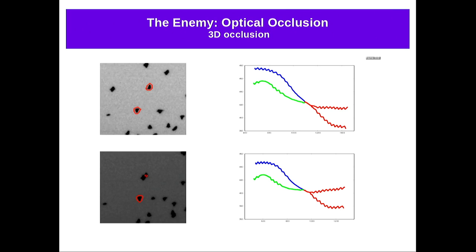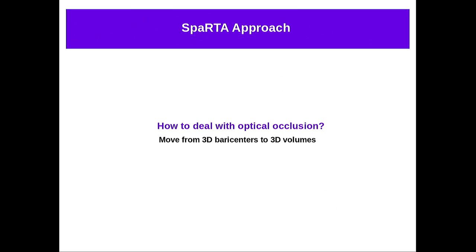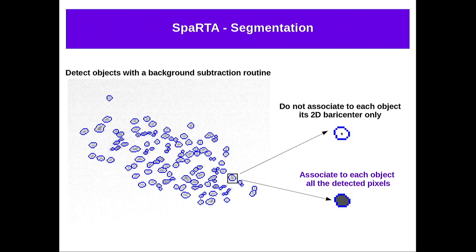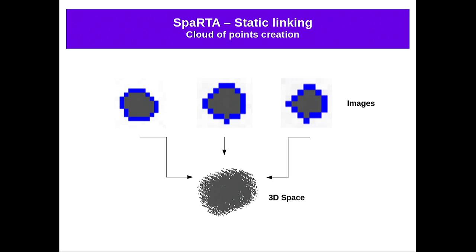Our new tracking method, SpaRTA, is designed to solve this kind of occlusion, which is particularly hard. And to do this, what we do is that we move from 3D body centers to 3D volumes. So, what we do is this. We first detect the objects in the images. But we do not associate to each object its 2D body center, instead we consider all the pixels belonging to that object. And we match these pixels across the cameras. This is something that is well known in other fields of tracking, not in collective behavior, not with these big objects. And doing this, we reconstruct the volume of the objects we are looking at.